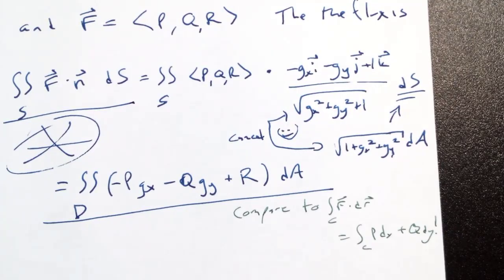But this is only one of the two options. This is only going to work when my surface S is the graph of something. There was another option. What was the other option?